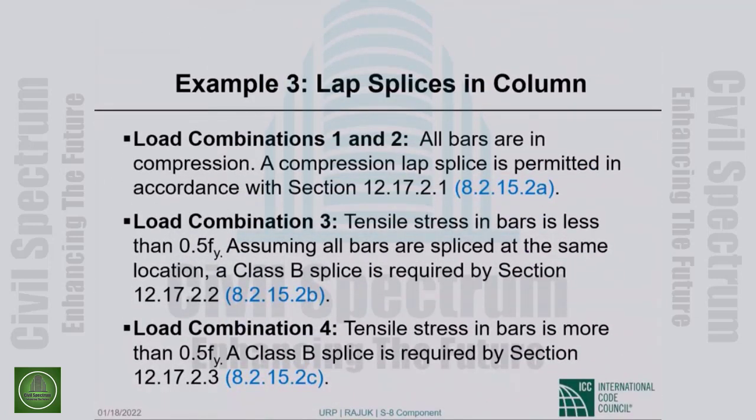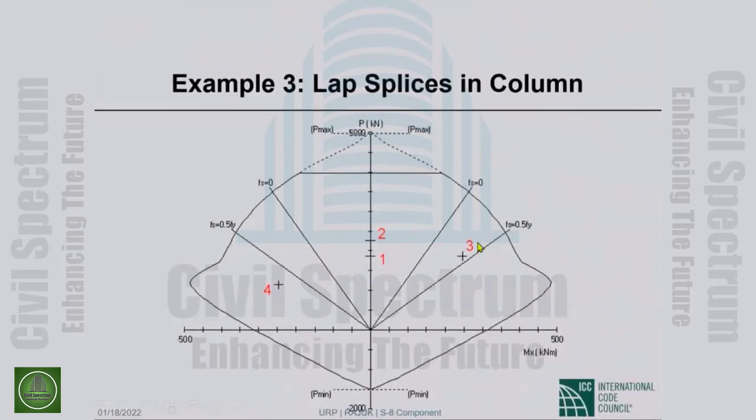Now, load combinations 1 and 2, all bars are in compression. A compression lap splice is permitted in accordance with the relevant section. Load combination 3, tensile stress in bars is less than 50% of F sub Y. Here, 50% of F sub Y is here. This way, we have more than 50% of F sub Y. This way, we have less than 50% of F sub Y. Here, there is no tension. From here on, this is compression. So 3 gives you less than 50% of F sub Y, and 4 gives you more than 50% of F sub Y tension in your bars.